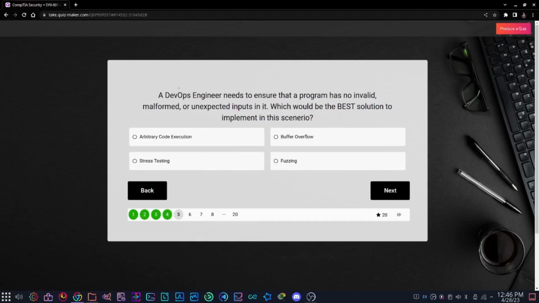Now, question 5. A DevOps engineer needs to ensure that a program has no invalid, malformed, or unexpected inputs in it. Which would be the best solution to implement in this scenario? And we have arbitrary code execution, buffer overflow, stress testing, or fuzzing. So we know that fuzzing is going to be used to test for no invalid, malformed, or unexpected inputs within an application and code. So fuzzing is going to be our best answer.